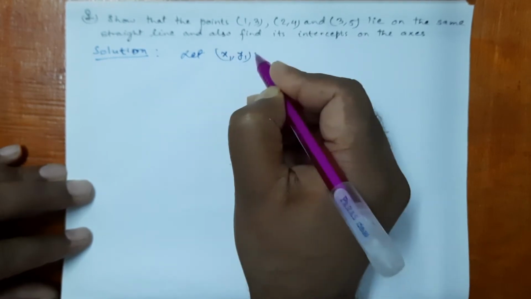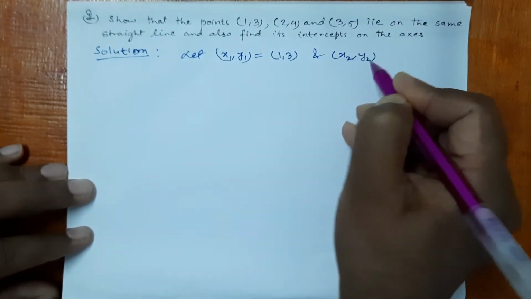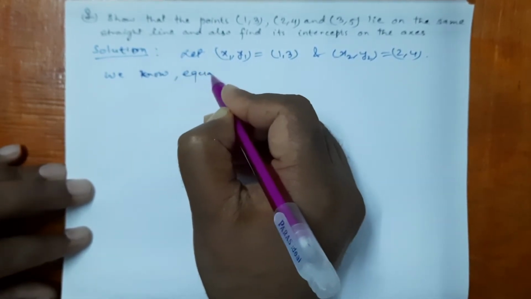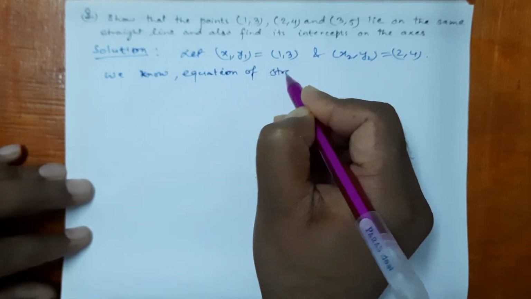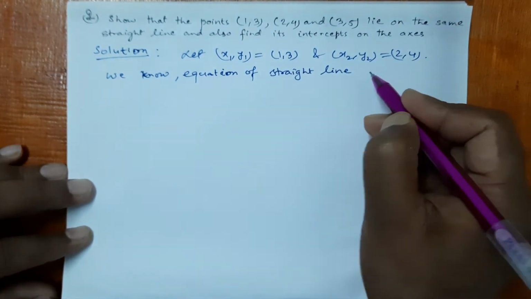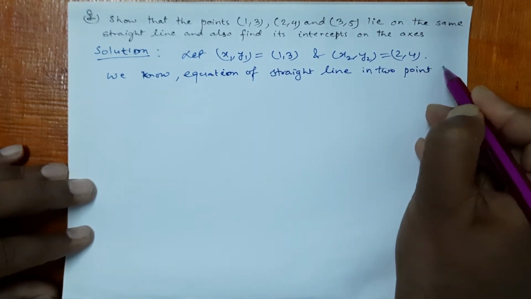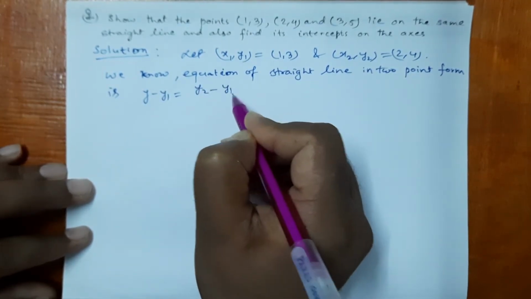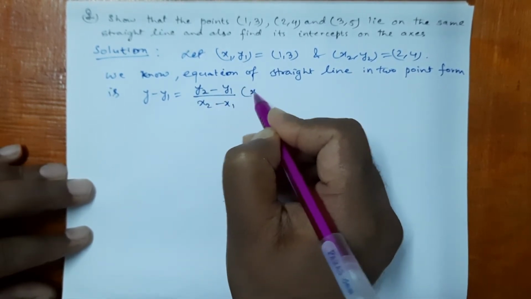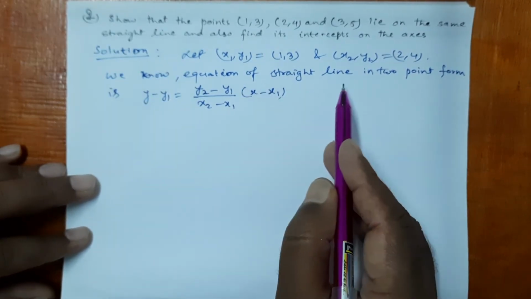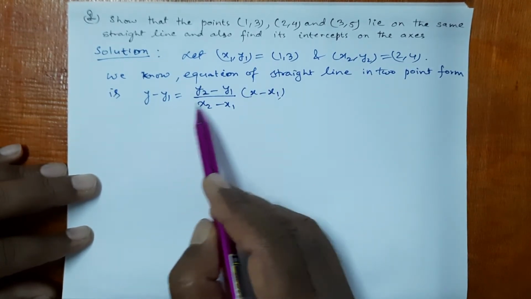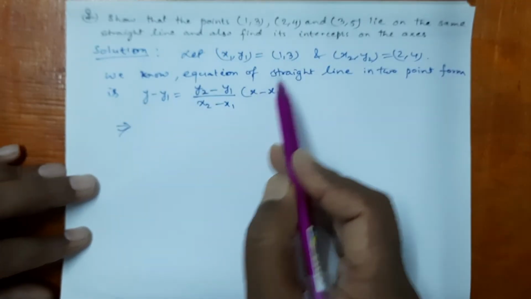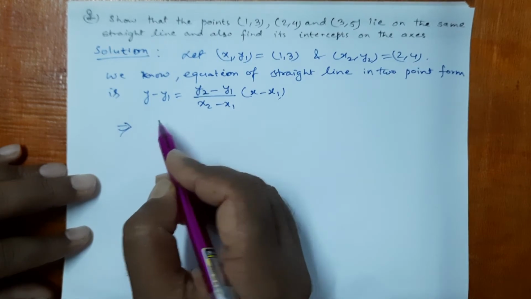Let (x1, y1) equal (1, 3) and (x2, y2) equal (2, 4), and we know the equation of a straight line in two point form is y minus y1 equals (y2 minus y1)/(x2 minus x1) times (x minus x1). Or you can also write the equation of a straight line passing through the points (x1, y1) and (x2, y2) as y minus y1 equals (y2 minus y1)/(x2 minus x1) times (x minus x1). So in this equation, we substitute the values of (x1, y1) and (x2, y2), and we will get the required equation.